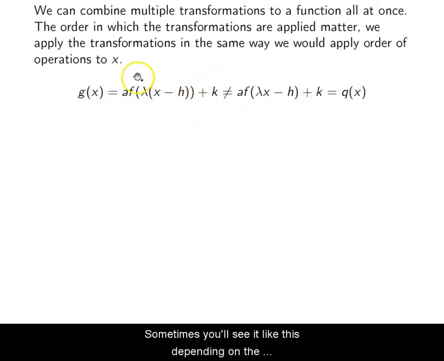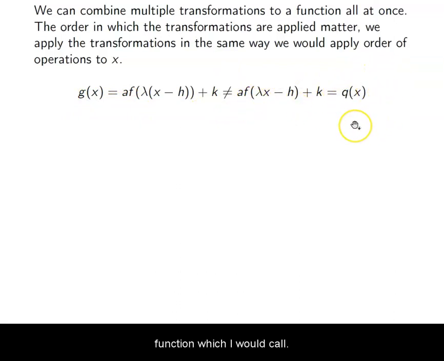Sometimes you'll see it like this, depending on the textbook, and sometimes you'll see it in this form. But here, I'm going to get one function I call g of x, which is not equal to this form, which would be a completely different function, which I would call q of x. Right, so let's do an example.